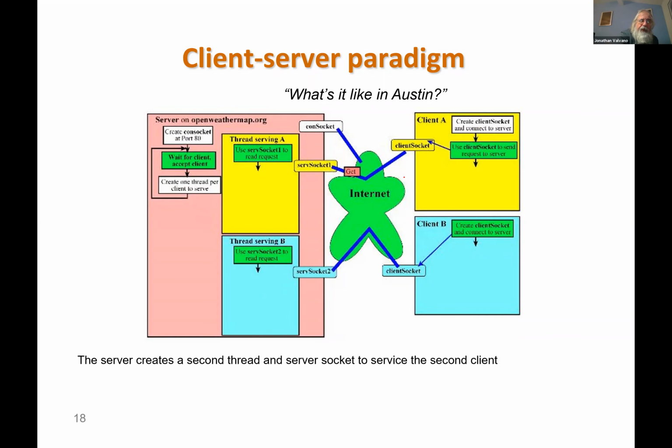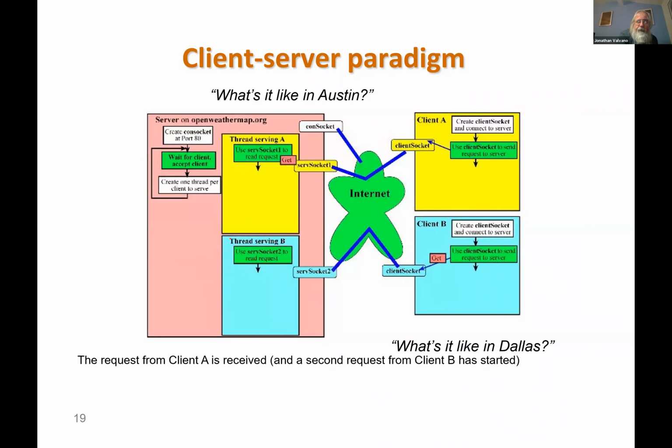And so this next step, the second socket, unique socket, is going to pair these two, right? You see there's a unique pairing between the client socket for each client and a separate server socket and thread serving those requests. Okay. And now B is going to ask for the weather in Dallas or whatever. And so this GET response occurred over here, and this GET is just starting.